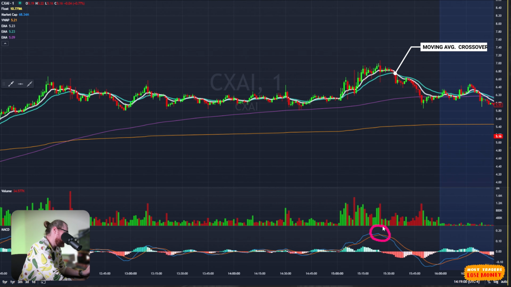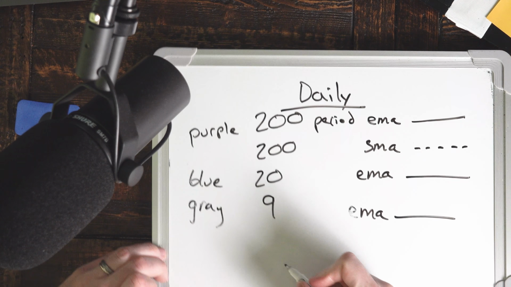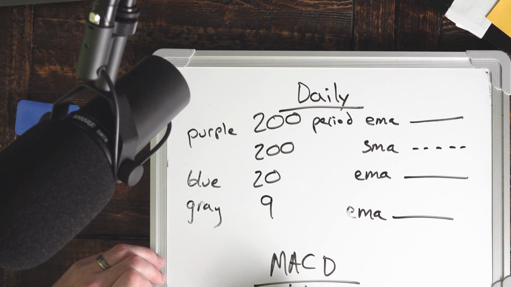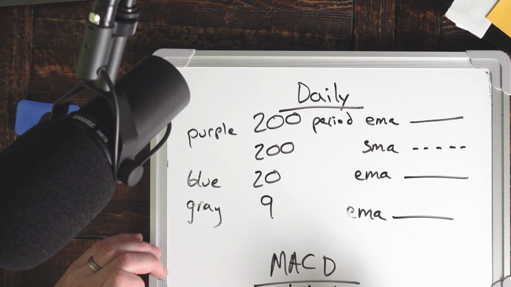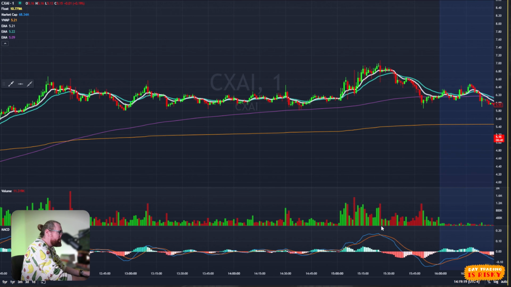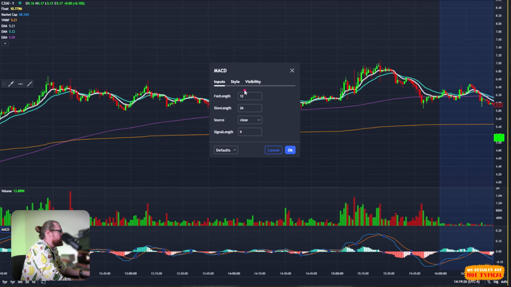Because moving averages are so important, one of the indicators I like to use is called the MACD. I'll spell it out so you know: M-A-C-D. This stands for Moving Average Convergence Divergence indicator. It's an oscillating indicator, as you can see on the chart right down here. If we look at the settings of the MACD, it's taking the 12 moving average and the 26 moving average, and the signal is the 9 period moving average.